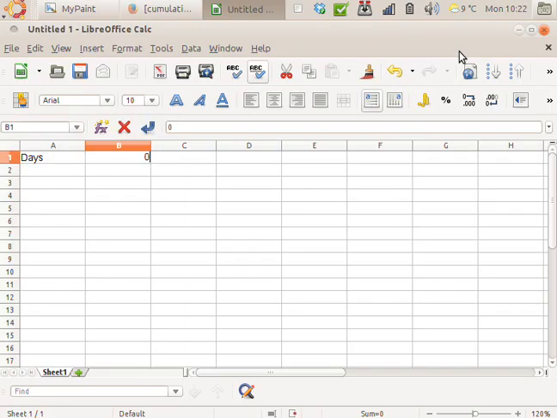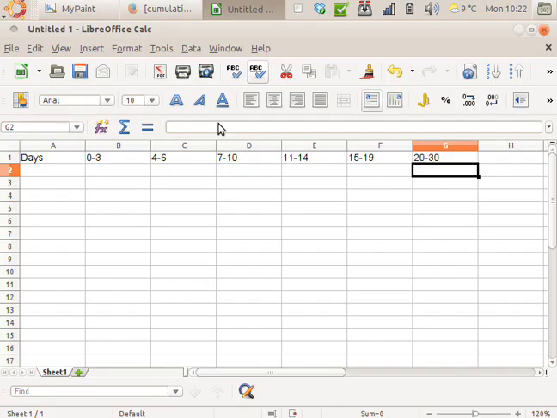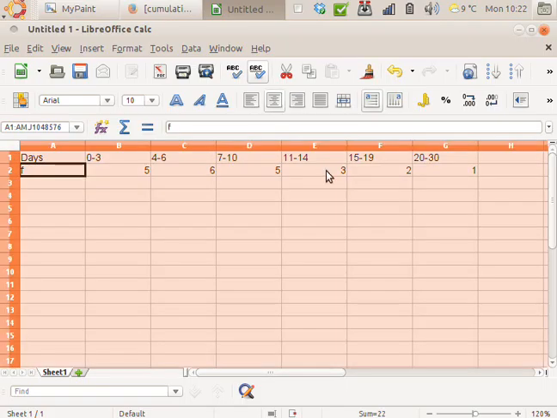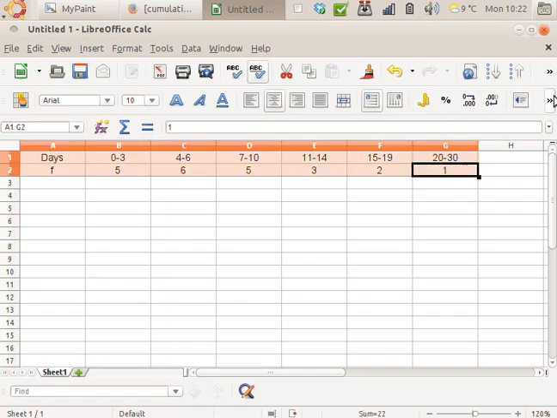So 0 to 3 days. 4 to 6. 7 to 10. 11 to 14. 15 to 19. 20 to 30, something like that. And then here we have the frequency. So let's say some people were here, most people were here, some people were here, but then you have a couple of people who were sick for quite a long time. Okay. And then we make it look nice and neat for you.